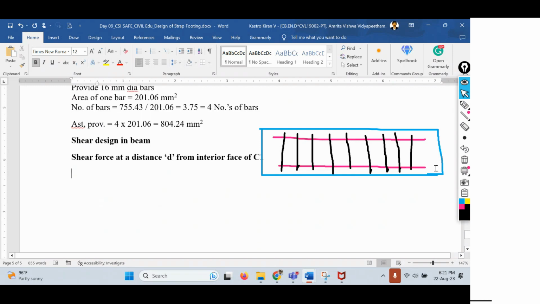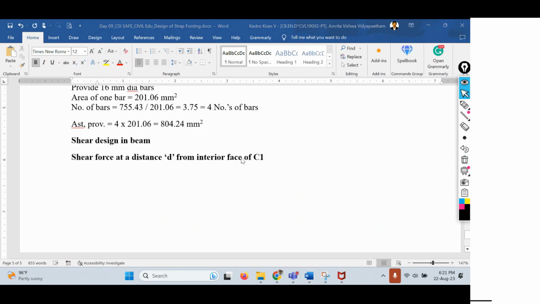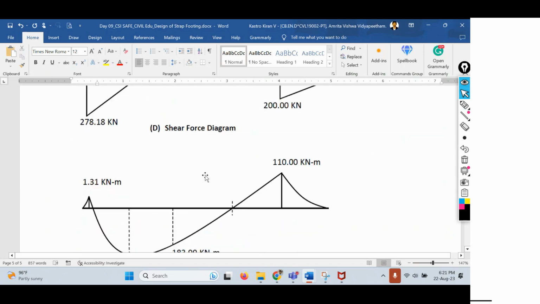Right. So now let us get the value of V, that is shear force. How to get the value of shear force, that is capital V? V equals, okay, upward soil pressure. So what is upward soil pressure? Let me check that.